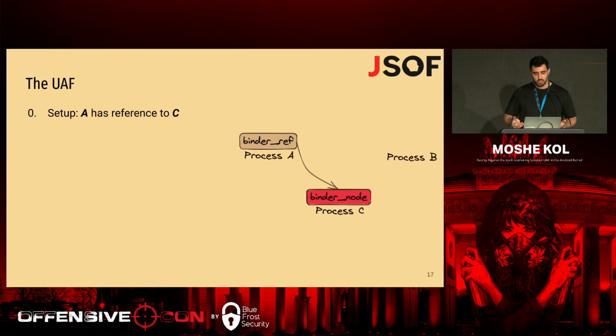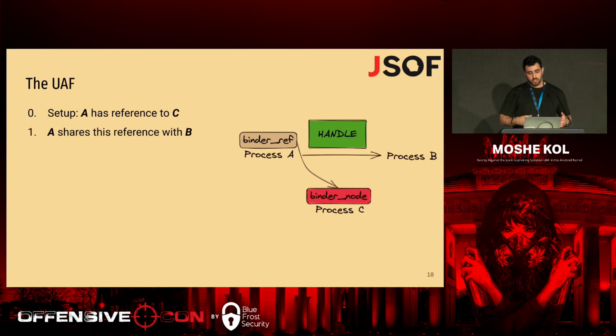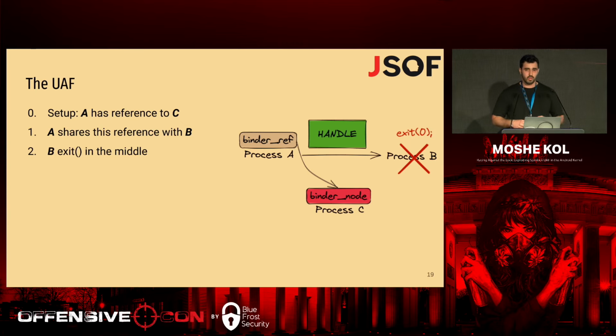So it goes like this. We first set up 3 processes, A, B, and C, and A has a reference to a node in process C. A will share this reference with process B, but now B is going to call exit when the transaction is processing to it, with the intention of winning the race condition.